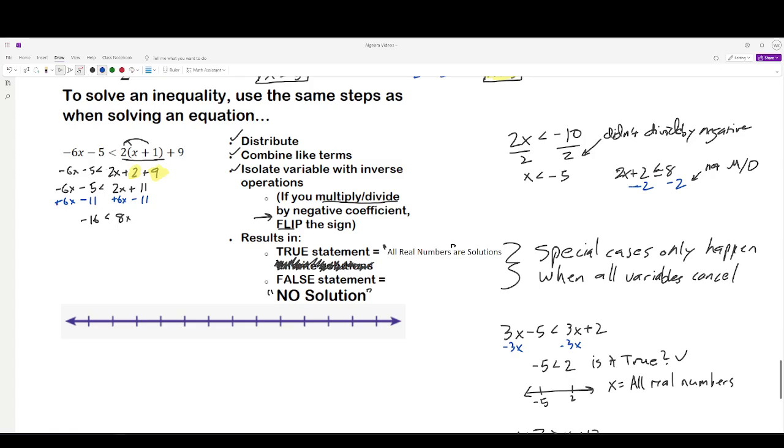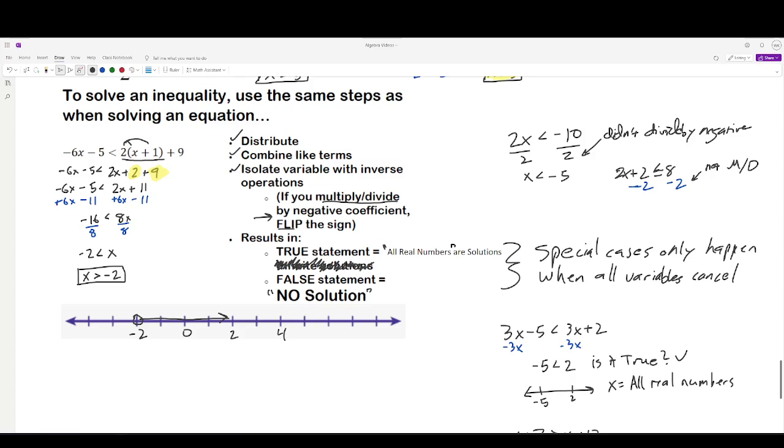To get rid of my coefficient of 8, I divide by 8, and then I end up with negative 2 is less than x. Just for formality's sake, we're going to write it backwards though. So remember, this is the same as x is greater than negative 2, and we're going to write it that way with x on the left side. So on my number line, if negative 2 is here, 0, 2, 4, then I'm going to have an open circle at negative 2, and then an arrow going to the right because x is bigger than that.